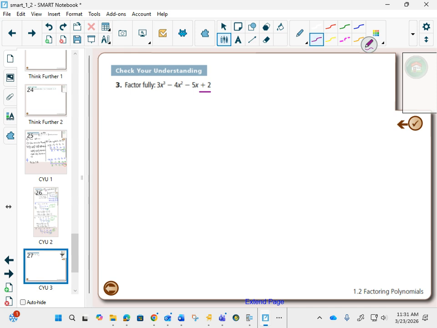So it isn't that many to check. Okay, if you want to write steps out, some people like steps. That's our first step. In this, the 2 is the constant. That's the number all by itself.